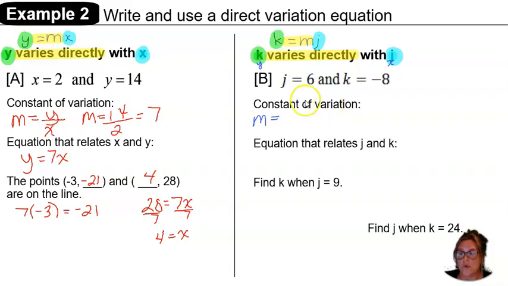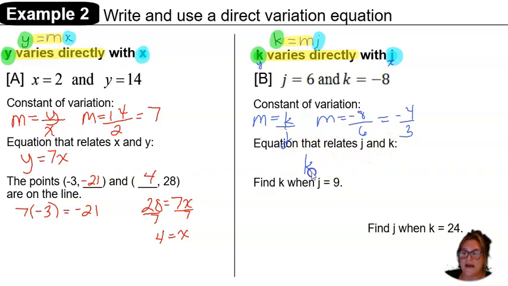So our slope or constant of variation is going to be k divided by j. K in this example is -8, and j in this example is 6. -8 divided by 6 simplifies to -4/3, and that is the constant of variation. So our equation relating j and k is k equals -4/3 times j, and that's our direct variation.